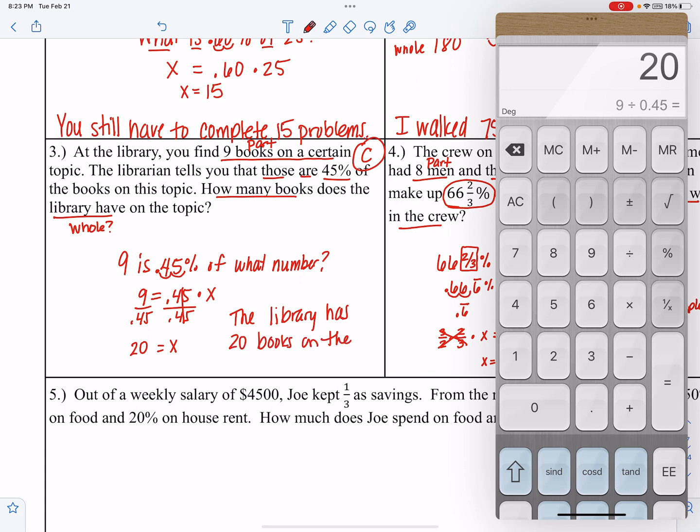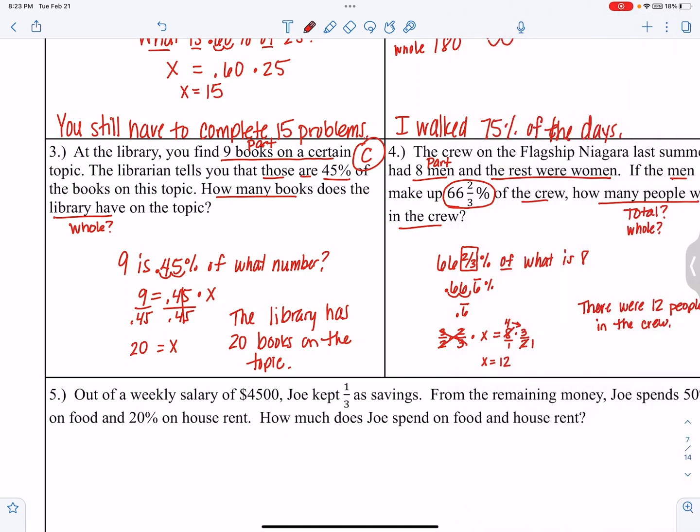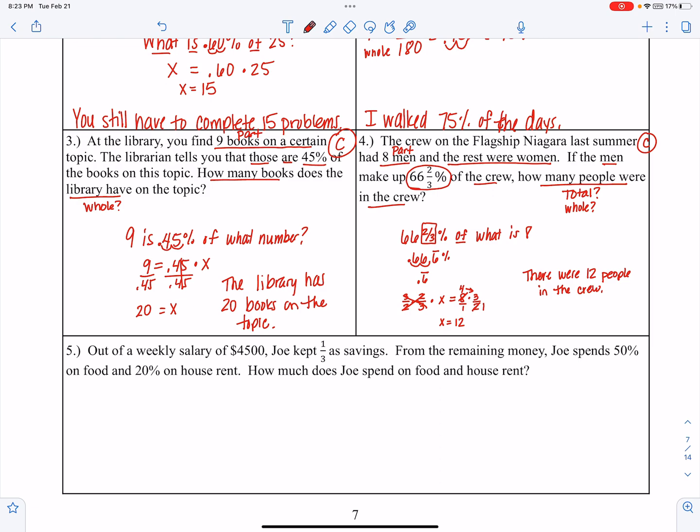on the topic. Okay, let's make sure that makes sense and is reasonable. So 45% of the books is just the number 9. So it makes sense that the total amount is 20, because 9 is close to half or 50%. And so that is definitely reasonable.